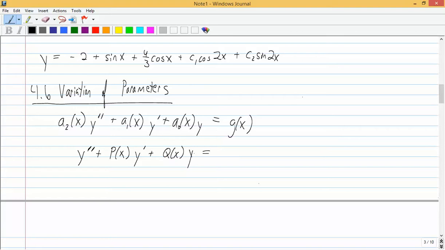And then of course when getting y double prime by itself, if you divide something on this side, you have to divide the other side by that. So that's going to change your g of x. We're going to then call this some f of x. Alright.